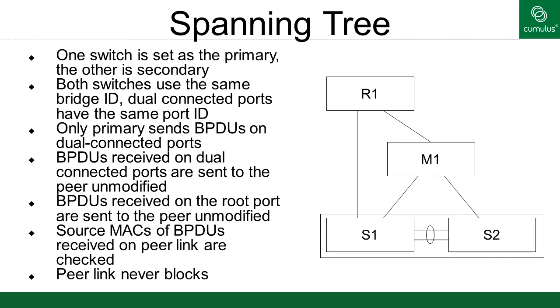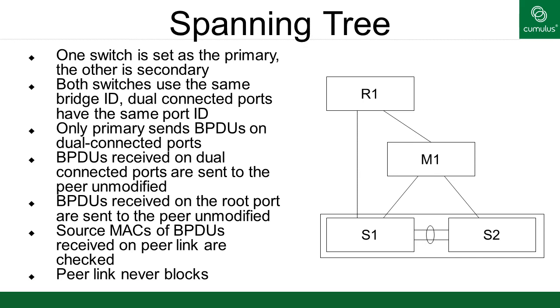The other thing is that when BPDUs are received from the root port, they're forwarded. In this case the root would be R1, and S1 would receive BPDUs from the root. We forward those across the interswitch link. So they're processed by S1, and they're forwarded across the interswitch link, and they'll be processed by S2 through the interswitch link.